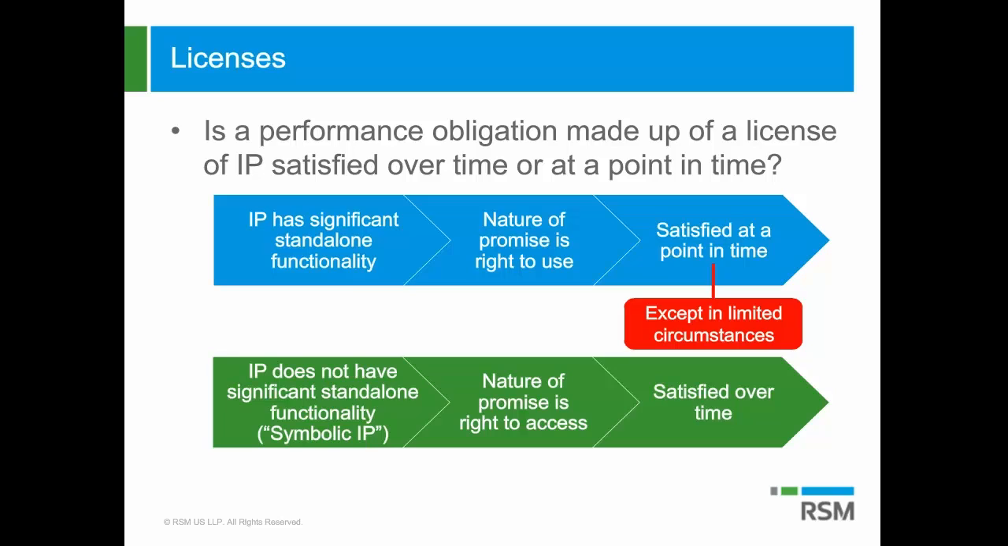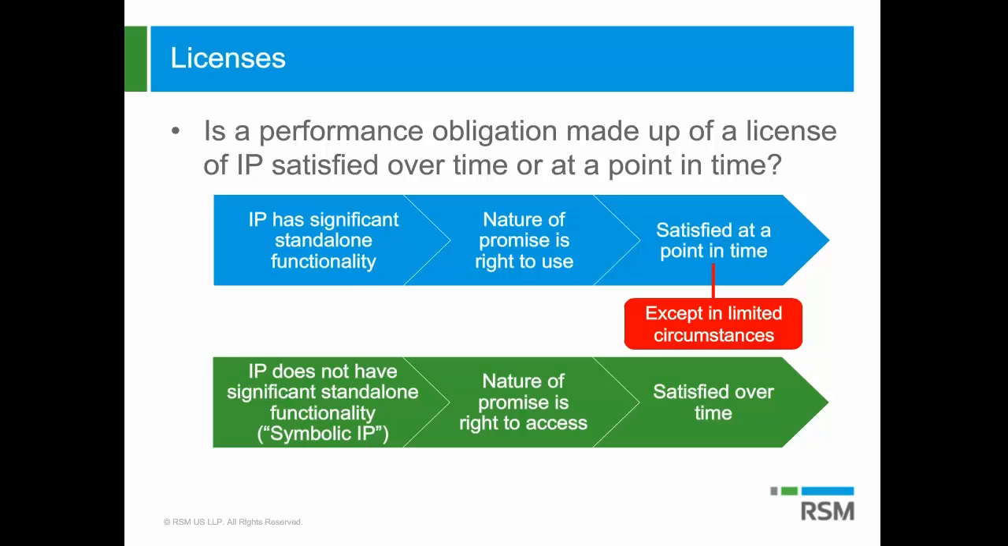So if you have a situation where that intellectual property has significant standalone functionality, you'd say, okay, that is functional IP. So I have a right to use it as it exists when it's transferred to me as a customer. Therefore, the entity has transferred control of that right at a point in time. And so in that case you'd be able to recognize revenue for that license at that point in time when the customer has the right to use it.